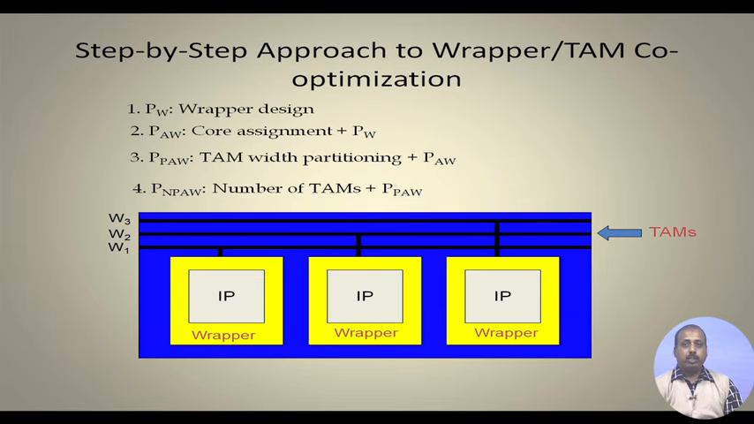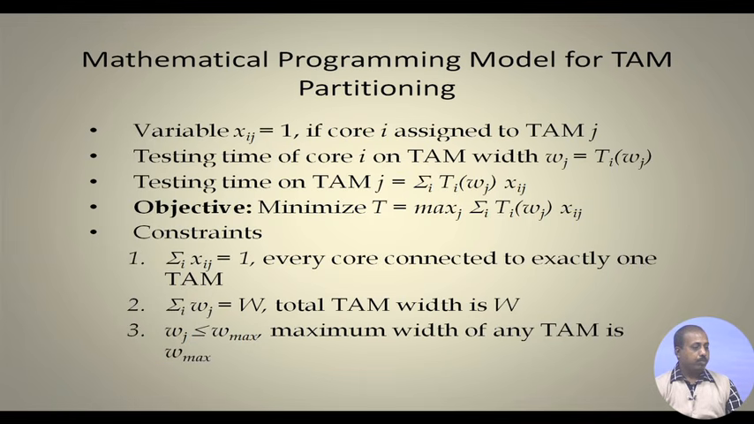There are many formulations that have been reported in the literature. Some of them are based on integer linear programming, some are based on heuristics, some are based on metasearch techniques. Normally there are lots of works solving the PAW problem, and some works based on the PNPAW problem. So, we will see how we can formulate it as a mathematical problem, as an integer linear programming type of problem.